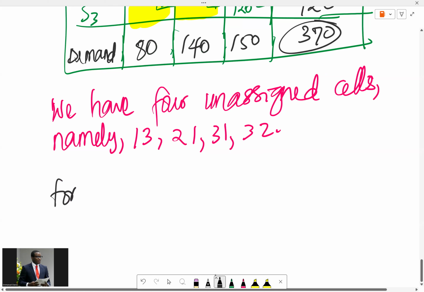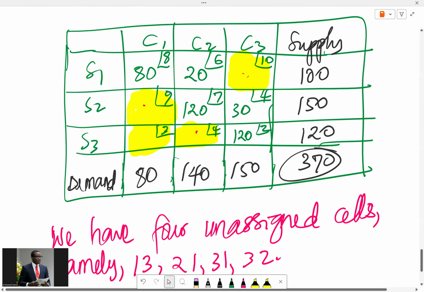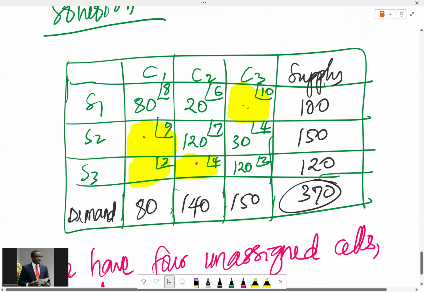So we say for supplier 1 going to consumer 3 now, see what is going to happen. So in this case, imagine if we assign 1 unit here. Of course we have to balance it out. So if you assign 1 unit there, right, we have to subtract the 1 from here so that we can maintain our balance. And then if we subtract, you have to balance it across the row and down the columns, right?